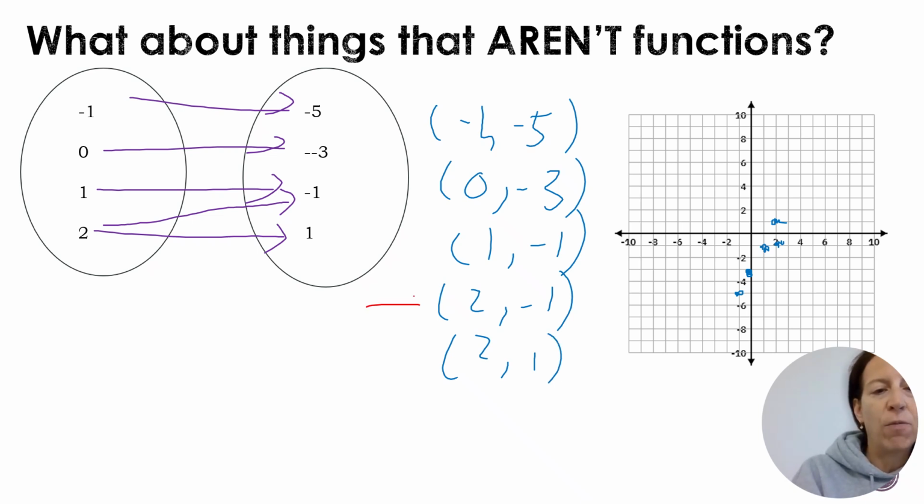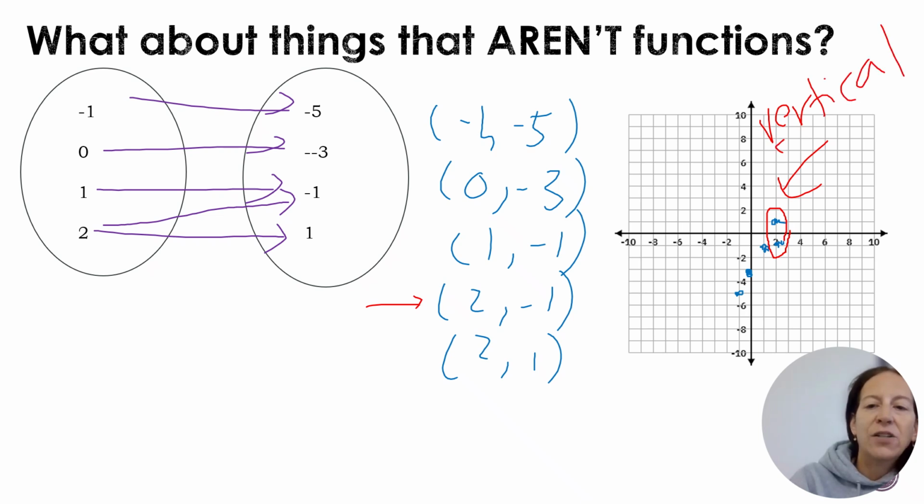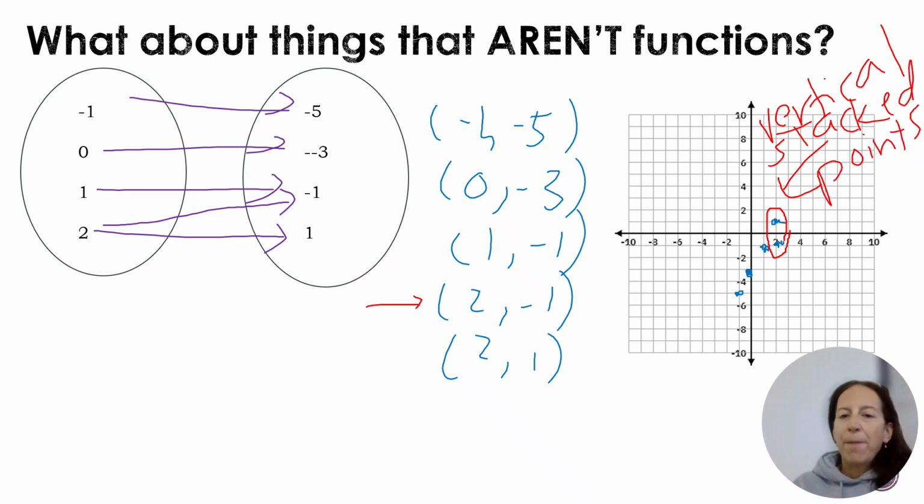This is the point that was my disqualifying point. That was the one that I added in. Okay, I was like, I'm going to add in another mapping and I'm going to disqualify it. That would be this point right here. And what I want you to notice, that's the situation that got it disqualified. When you have one x mapping to more than one y, you end up with these vertical stacked points. Okay? Stacked points. So that's what happens when it becomes disqualified. You end up with points that are stacked.